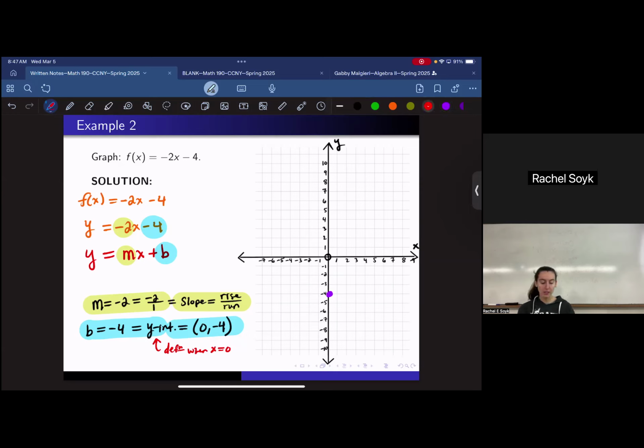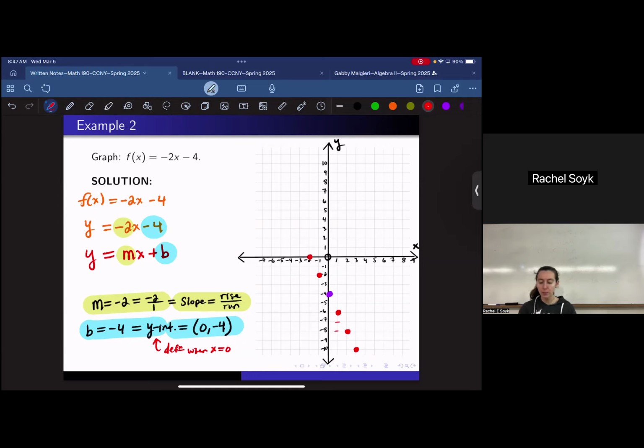And then we're utilizing our slope to plot additional points. Our rise over run, -2 over 1. No, it's not rising, it's actually falling. We're going down 2 over 1 each time. Down 2 over 1, plot a point. Down 2 over 1, plot a point. If you wanted to go in the other direction, you would have to go left 1, up 2, plot a point. Left 1, up 2, plot a point.